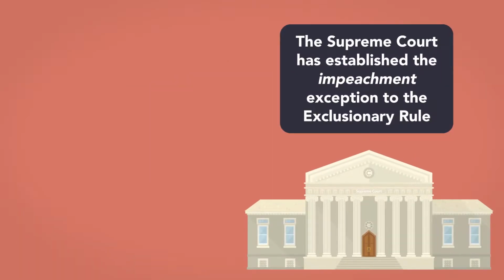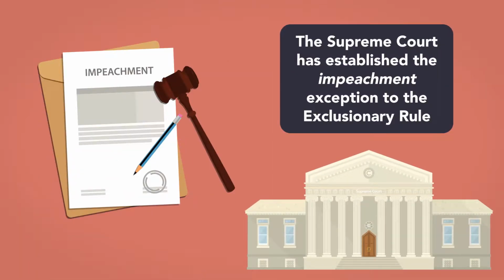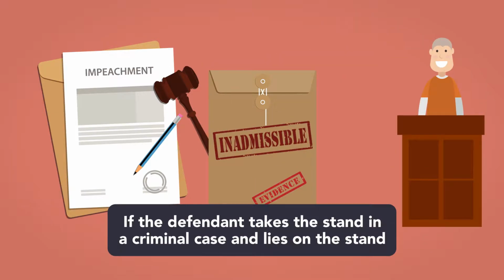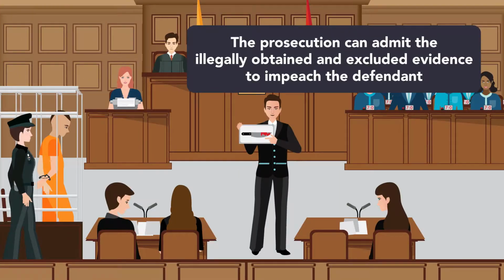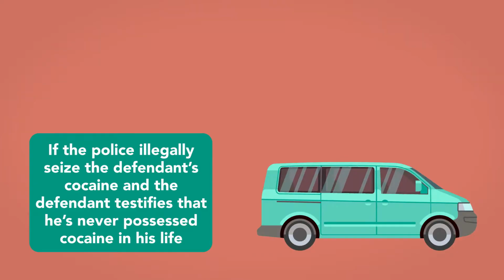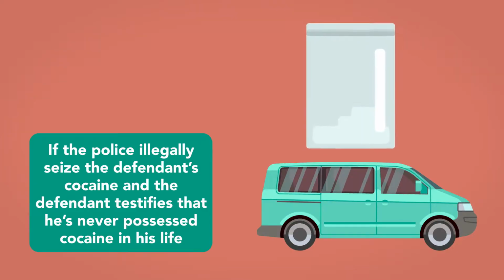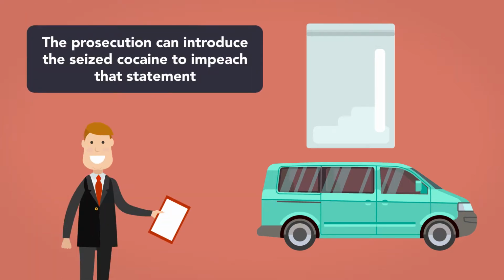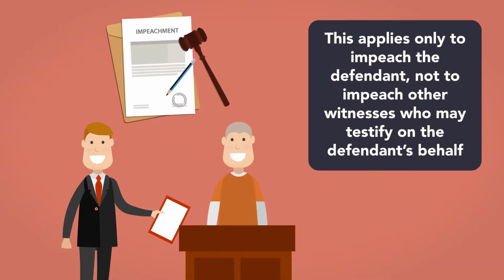Additionally, the Supreme Court has established the impeachment exception to the exclusionary rule. Even if evidence is excluded, if the defendant takes the stand in a criminal case and lies on the stand, then the prosecution can admit the illegally obtained and excluded evidence to impeach the defendant. So, for example, if the police illegally search the defendant's car and seize the defendant's cocaine, and the defendant testifies that he's never possessed cocaine in his life, the prosecution can introduce the seized cocaine to impeach that statement. However, it should be noted that this applies only to impeach the defendant, not to impeach other witnesses who may testify on the defendant's behalf.